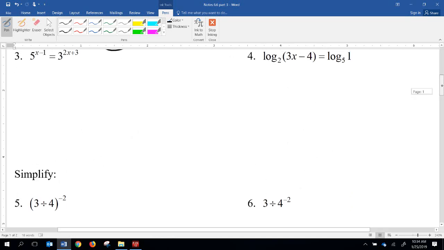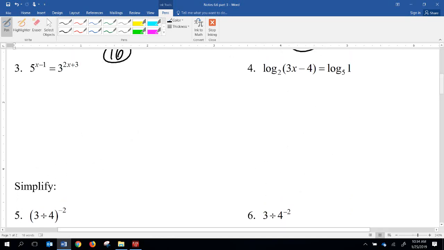Okay, let's go to number 3. Number 3, we're actually going to wait on. That's one of those that takes a long time to do, so we'll come back to that if we have time. Let's take a look at number 4 first. Looking at number 4, can I set 3x minus 4 equal to 1? No. Why not? Because 2 and 5 are not the same. We do not have the same base, so we cannot do that. Can anybody think of something we could do?